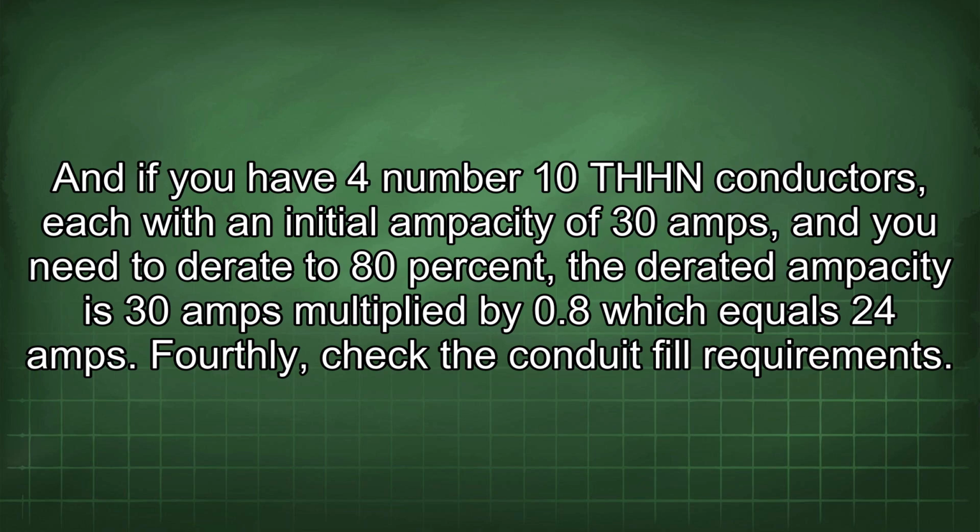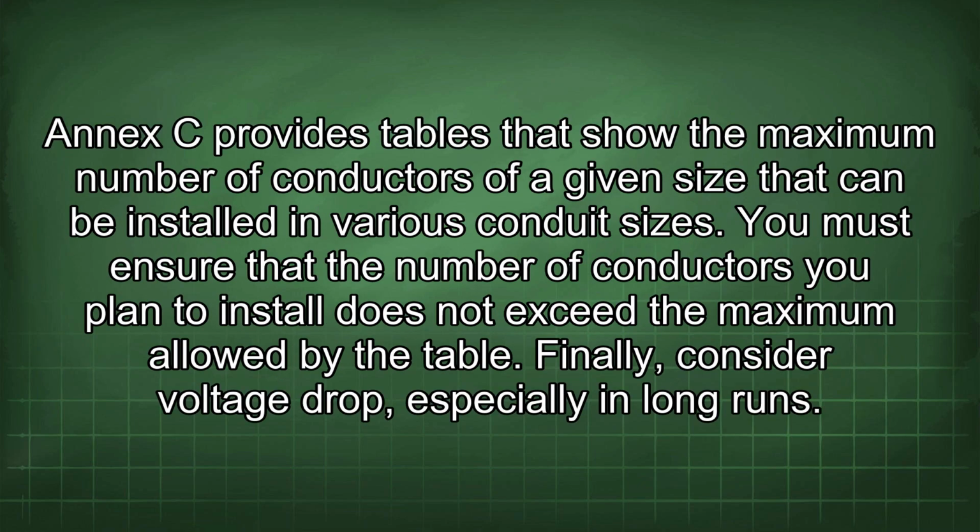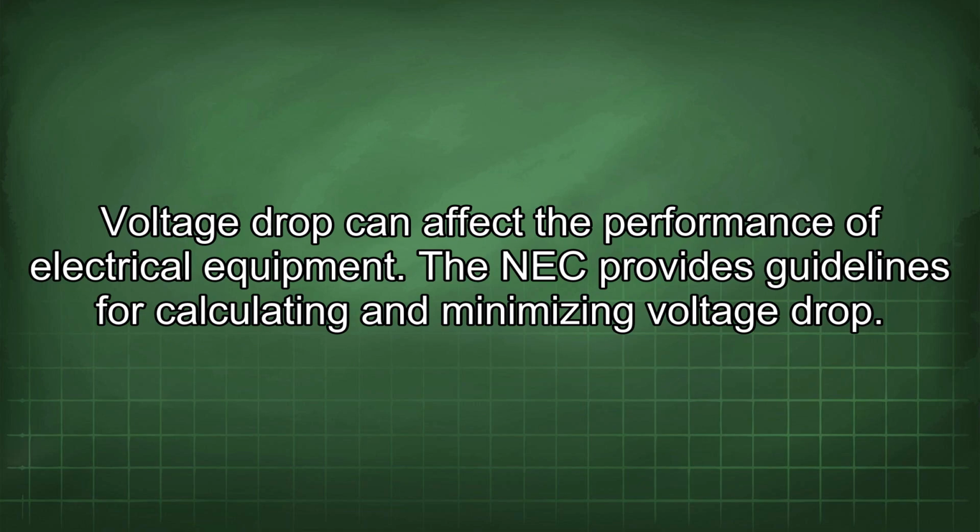Fourthly, check the conduit fill requirements. Annex C provides tables that show the maximum number of conductors of a given size that can be installed in various conduit sizes. You must ensure that the number of conductors you plan to install does not exceed the maximum allowed by the table. Finally, consider voltage drop, especially in long runs. Voltage drop can affect the performance of electrical equipment. The NEC provides guidelines for calculating and minimizing voltage drop.